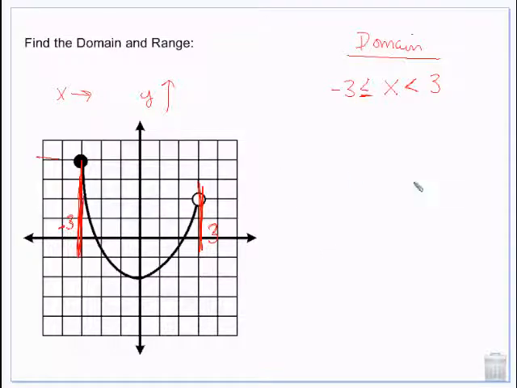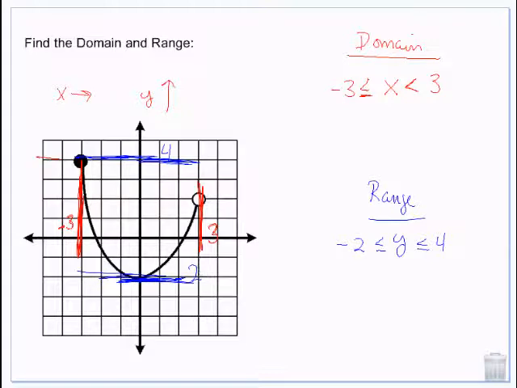For my range, which is y, basically all you're doing is finding the borders of the picture. Like if I were to continue this across, I'd basically be drawing a box around it. Do you see that? So I'm looking for the borders of the box that would go around the picture.